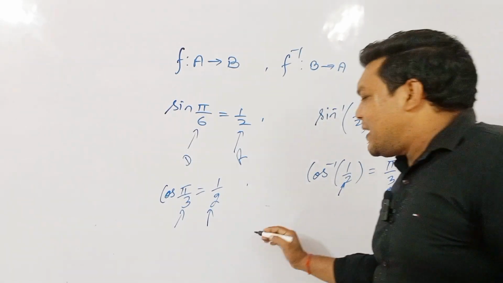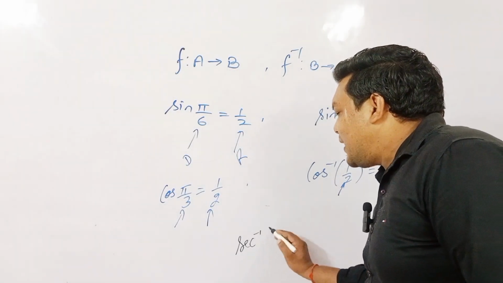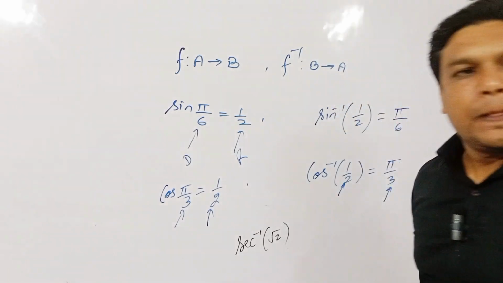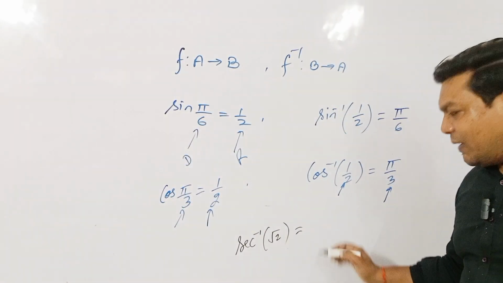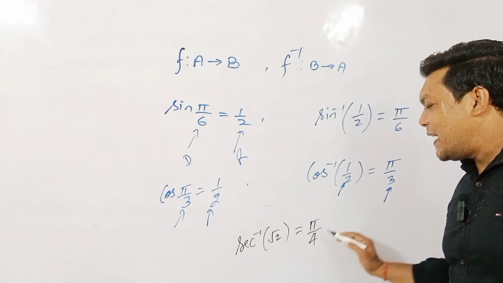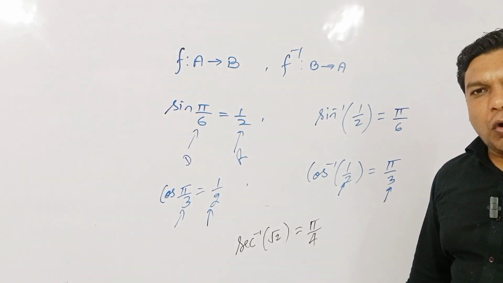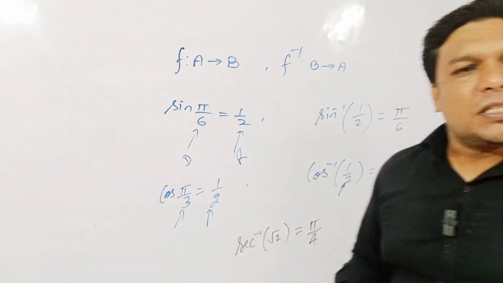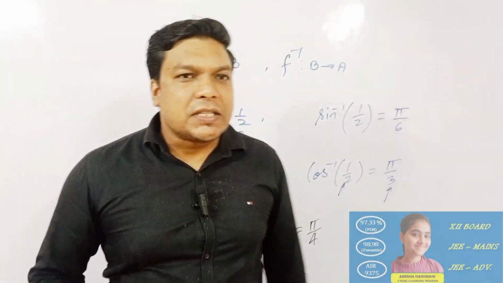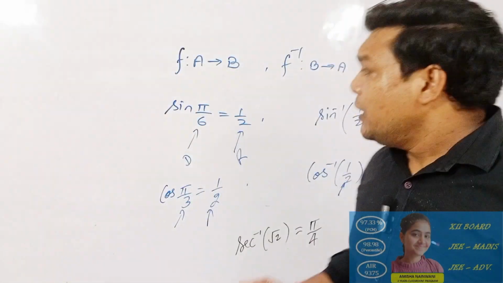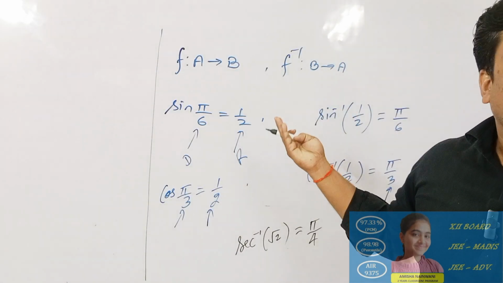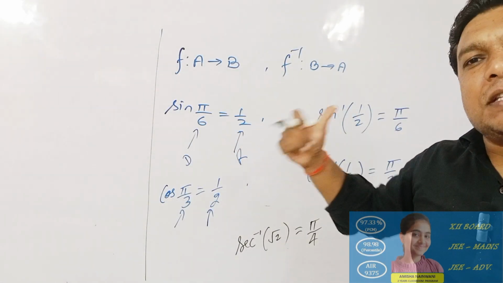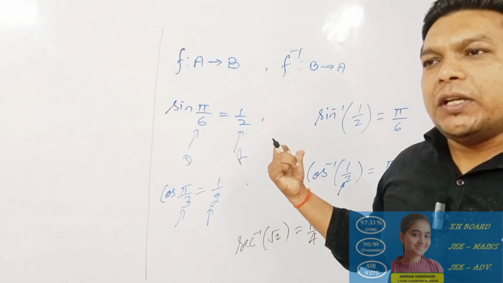Suppose we have sec inverse of root 2. Sec inverse of root 2 will be pi by 4, because sec pi by 4 is root 2. So in this we have covered that the domain of the function is the range of the inverse function and the range of the function is the domain of the inverse function.